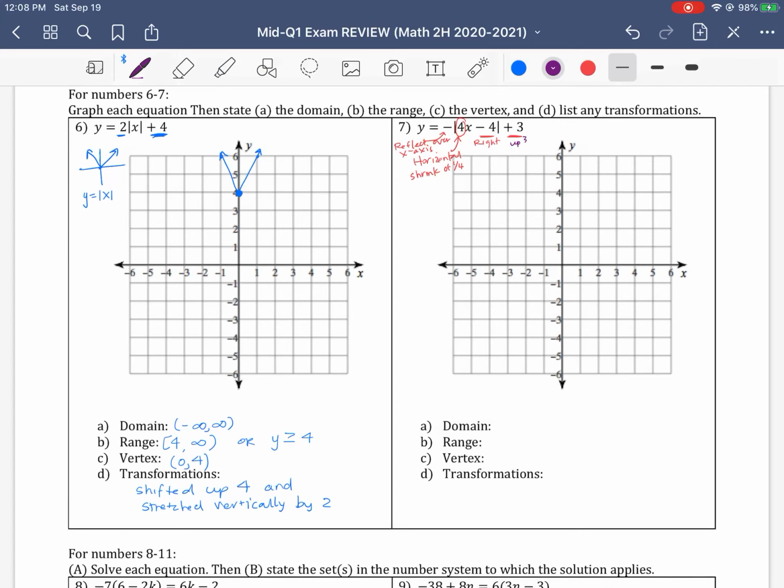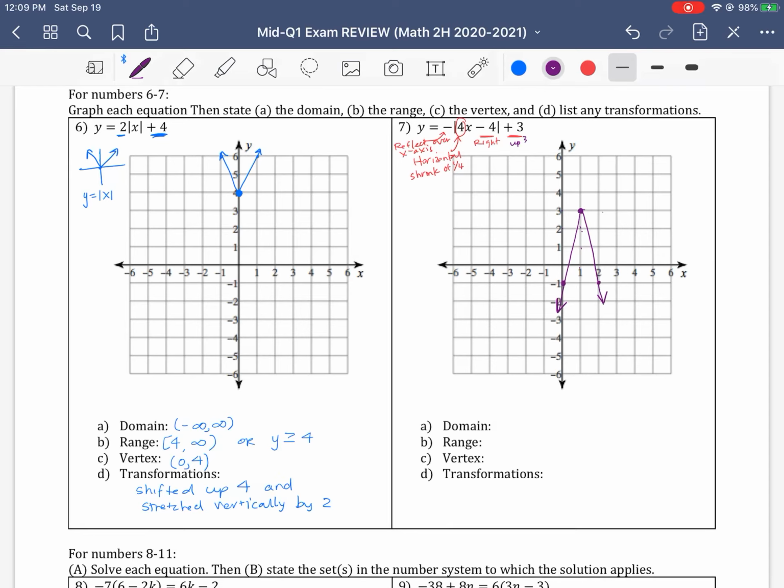I'm going to go up 3, I'm going to go to the right 4. So I know that my vertex is going to be here, except then there's a horizontal shrink of 1/4. So a fourth of 4 would take me back to where my vertex is at 1. Once I'm there, again, this is upside down with a slope of, sorry, a slope of 4 because of our 4 in front of the x, so we go down 4 to the left 1. So this guy is getting really tall and skinny.